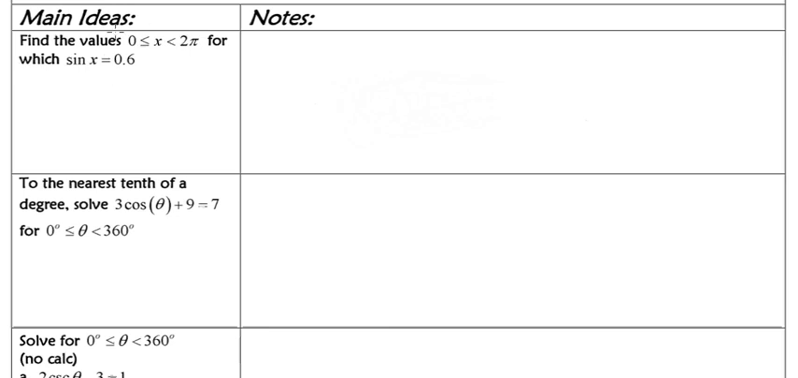So we've got the values of x are going to be between 0 and 2 pi for the equation sine of x equals 0.6. And so hopefully you're saying, hey, that means we're going to be finding an angle measure right here. I need to use the inverse of sine. And so sine inverse of 0.6. Let's go ahead and hit that into our calculator.